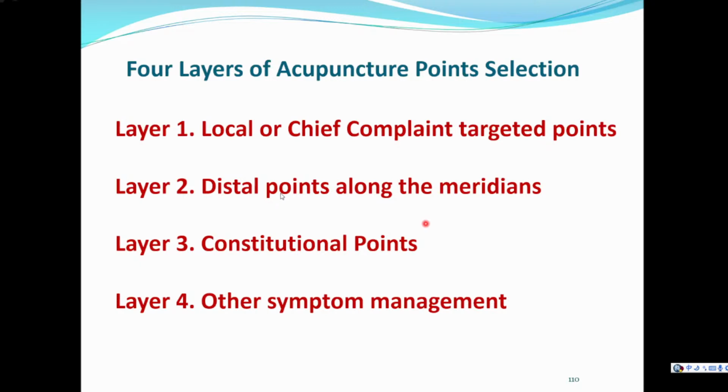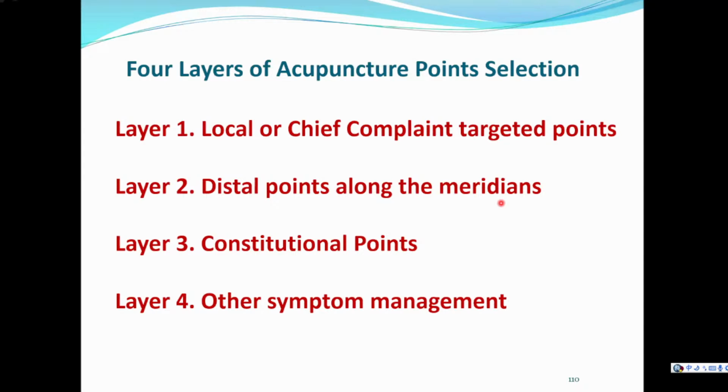So usually, if you come up with a treatment protocol for a patient, you always consider these layers. The first layer, you come up with points that are local points or chief complaint points. Chief complaint is not necessarily local. For example, people have insomnia. It's not really local. Local is the mind, right? So you have the major points to treat them. So layer 2 is considered distal points along the meridians. It's the second layer of the treatment.